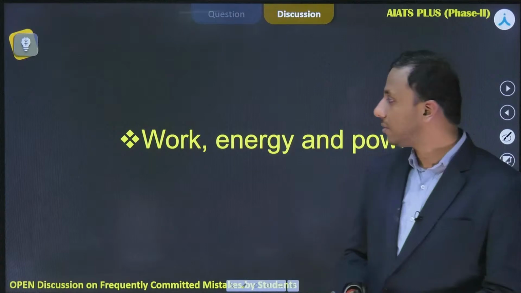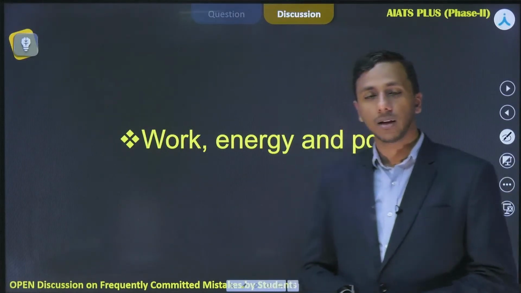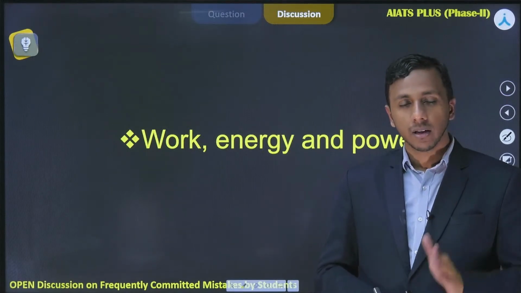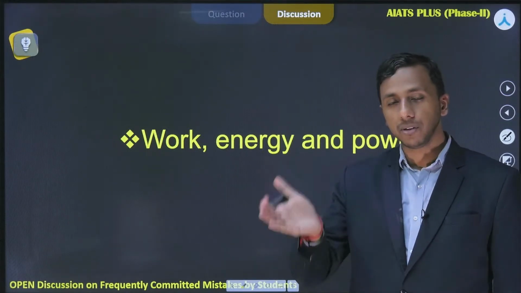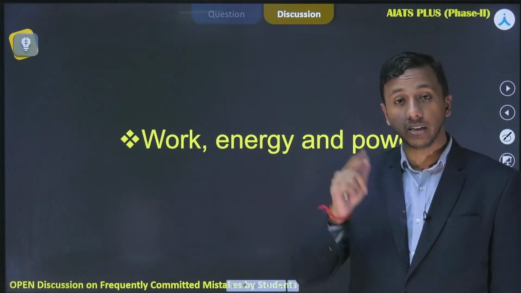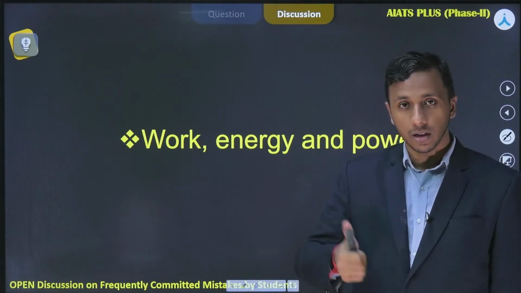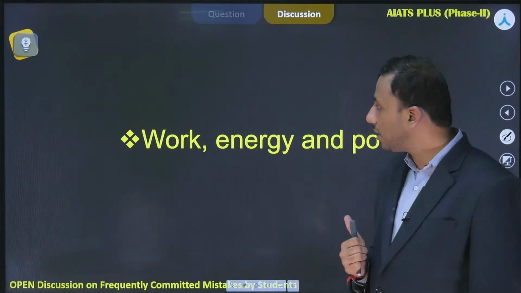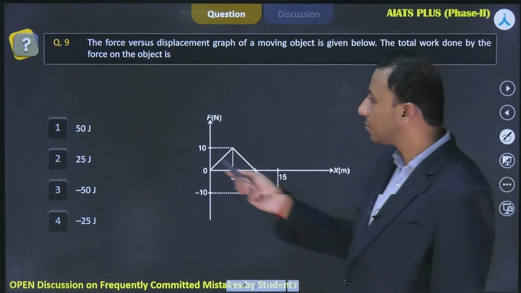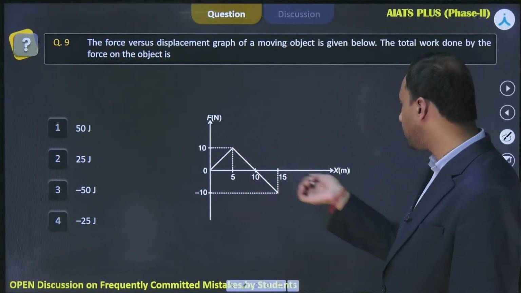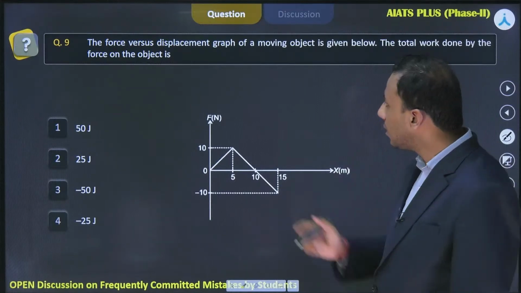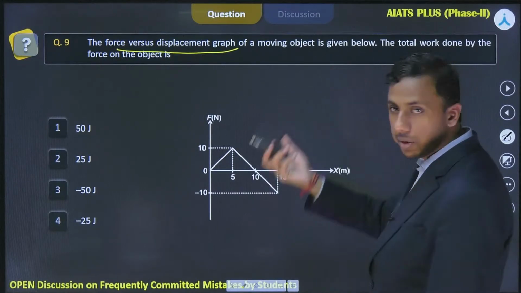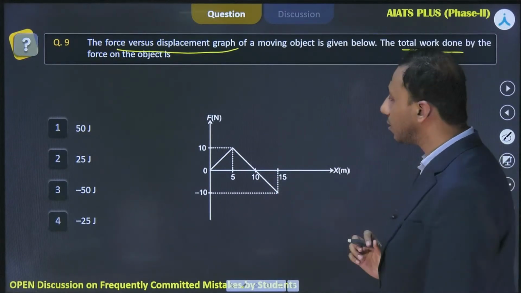Next topic, see here, work energy power. Last time we had done some very interesting questions, right? We had done force changing with time, we had found the work done. Then force changing with position, we had found the work done. Force not changing at all, constant vector, we had found the work done. So today see how the force is changing here. Force is changing with position here, right? And force versus displacement graph is given. It's a moving body, obviously. And total work done, we have to find out.